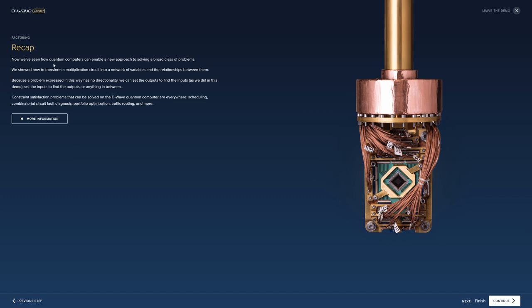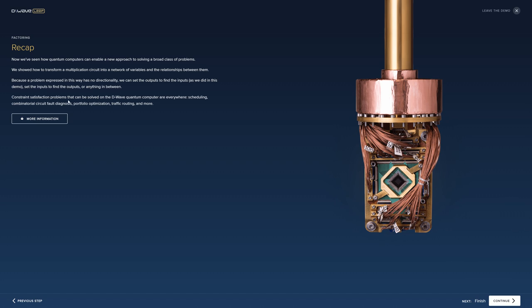Now we've seen how quantum computers can enable a new approach to solving a broad class of problems. We showed how to transform a multiplication circuit into a network of variables and the relationships between them. Because a problem expressed in this way has no directionality, we can set the outputs to find the inputs, as we did in this demo, or set the inputs to find the outputs, or anything in between.